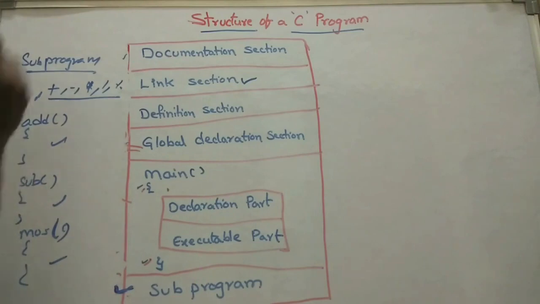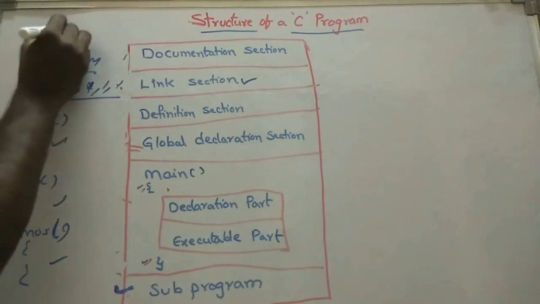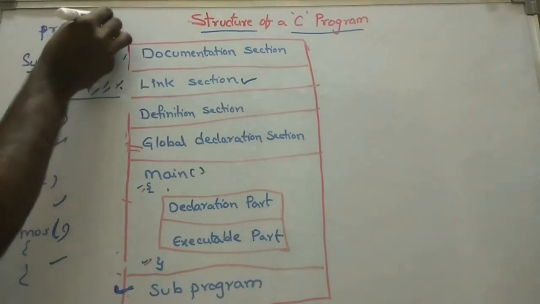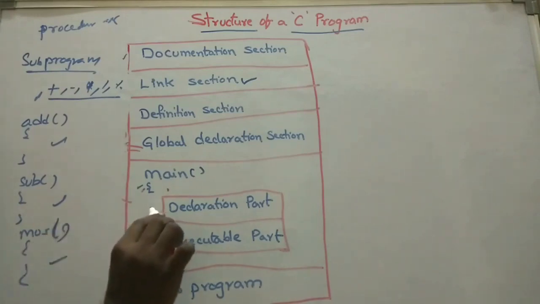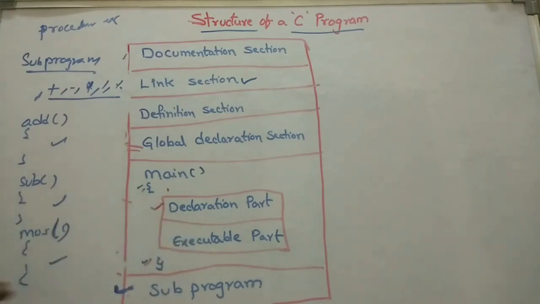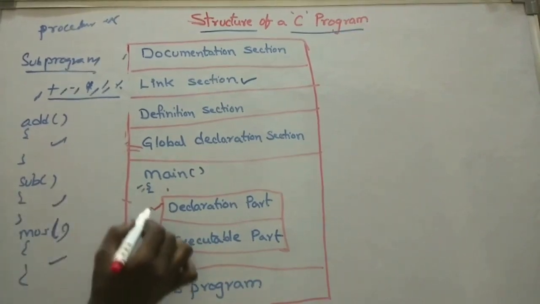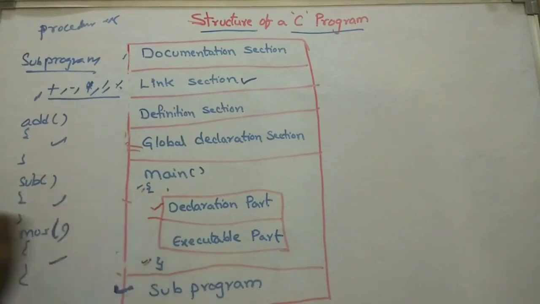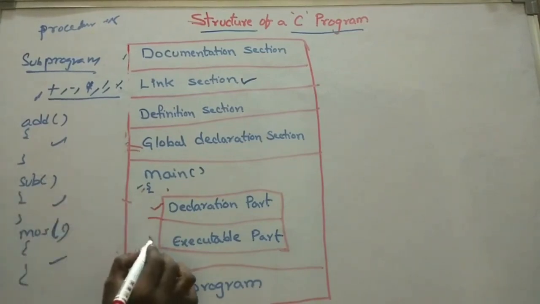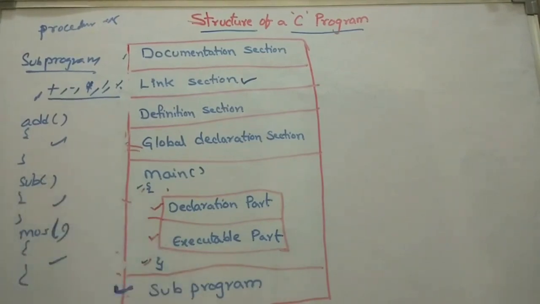Here, basically, C is a procedure oriented programming language. While you are writing any C program, you have to follow this procedure. The main thing is in the main method. First you declare all the variables necessary for the execution of your program, within the declaration part. After the declaration part is completed, you start the execution process. Clear? That is the main procedure for writing any C program.